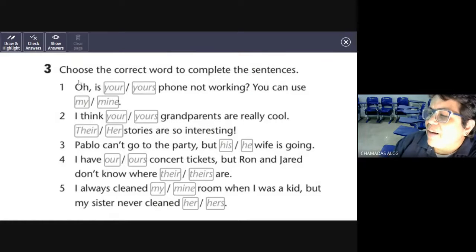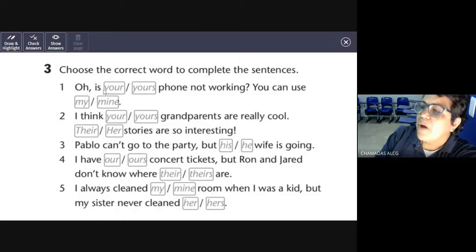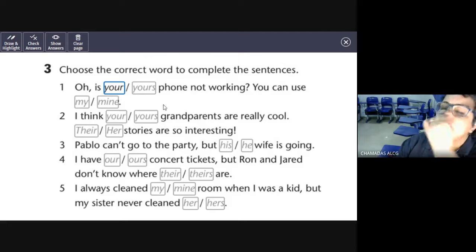So the first one, choose the correct word to complete the sentences. Okay, so let's see that. Is phone not working? Which one, people? Your, because we have a noun. Okay, great. Your. So, is your phone not working?